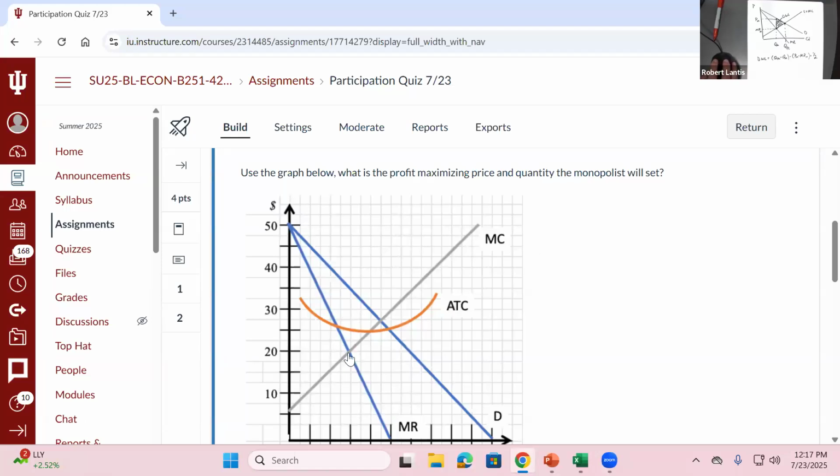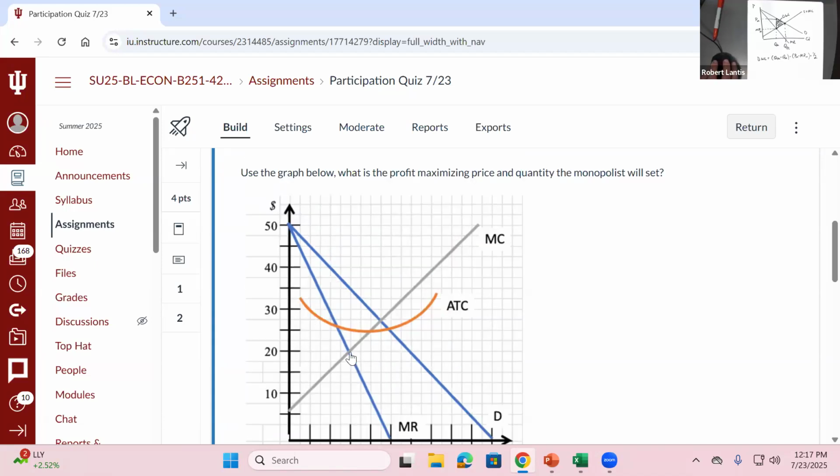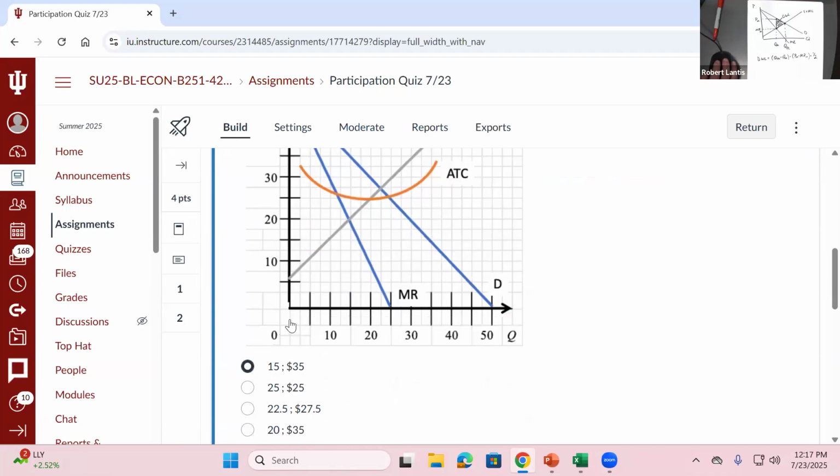Because all you're going to do is look for the quantity where marginal cost is equal to marginal revenue. Looks like that's at a quantity here of 15. However, the price will not be 20. Here we're going to go up to the demand curve to figure out what price the monopolist would set. Looks like that's going to be a price of 35.